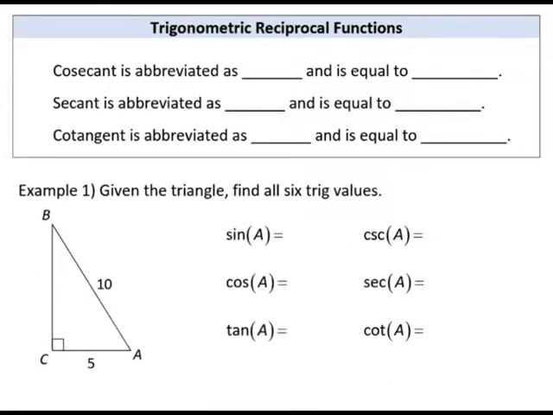There are three trig functions that you may not have seen before: cosecant, secant, and cotangent. These are the reciprocals of the three primary trig functions. You'll see these abbreviated as CSC of x, and this is the reciprocal of sine of x.